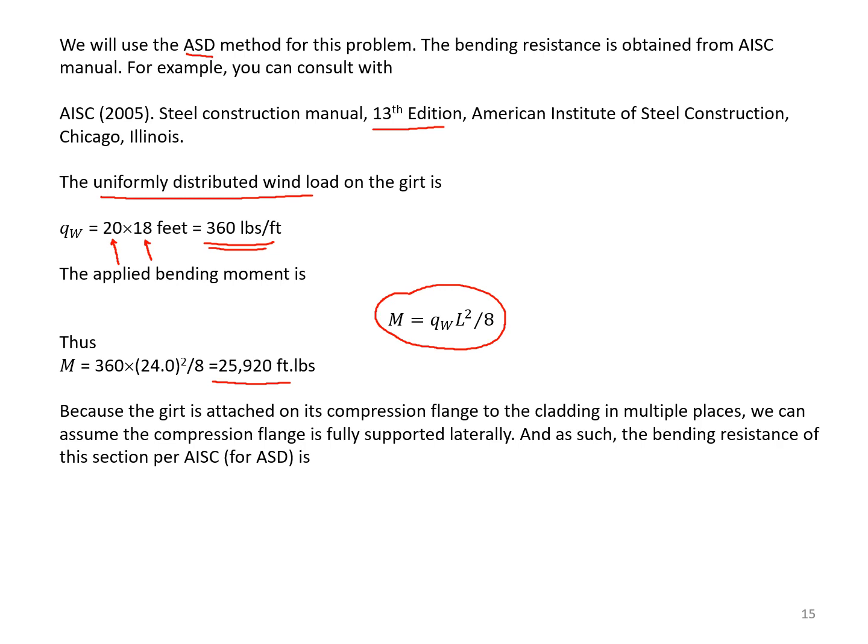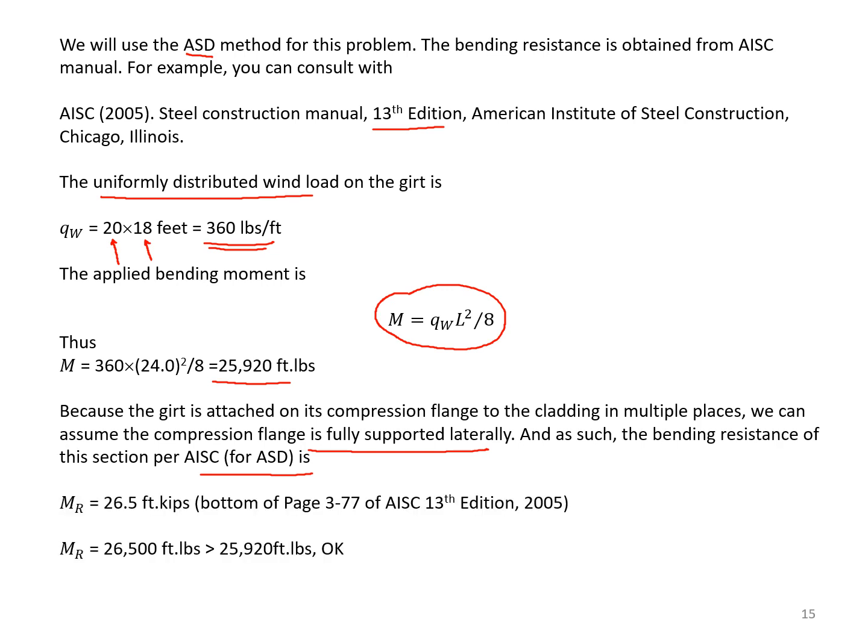Because the girth is attached on its compression flange to the cladding in multiple places, we can assume the compression flange is fully supported laterally, and as such the bending resistance of this section, this W8x18, can be obtained from AISC, assuming fully supported laterally. The value is listed at the bottom of page 3-77 of the 13th edition of AISC, and it's called Mr. That's the allowable resisting moment. That's 26.5 foot-kips, which is 26,500 foot-pounds, and certainly this is larger than the applied moment. Therefore, this W8x18 is okay. So we are okay as far as the size of the girth is concerned.